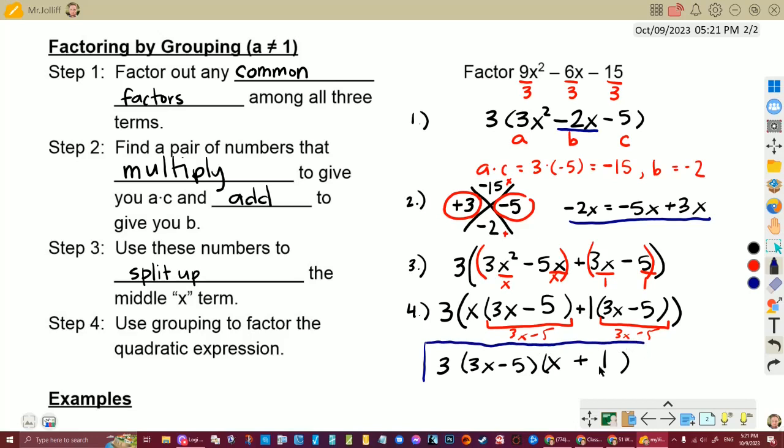So a couple of things before we do some more examples together. First, you'll notice this is factored form, so I have two binomials being multiplied together. I also have a constant out in front, and that's okay.